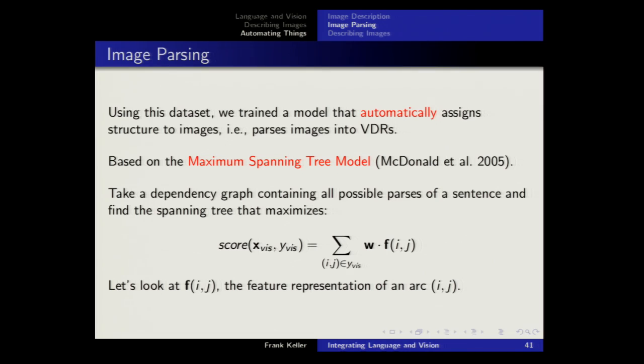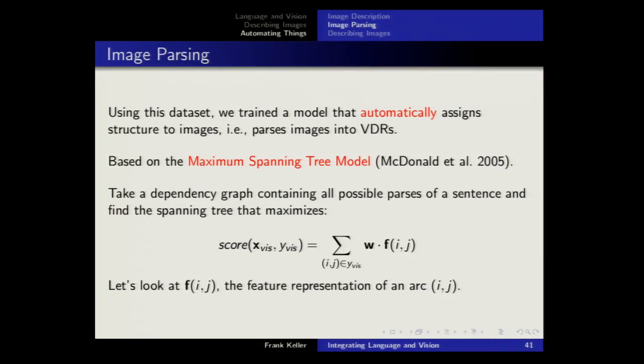The image description system itself is broken down into 2 component parts. One of them parses an image into visual dependency representations, into structures, VDRs, and another one uses those structures to generate the image descriptions. For the image parsing, we can use a model from the literature called the maximum spanning tree model that basically builds a complete graph of all the possible relations of all the items and then prunes this graph down to a tree with the highest score. And the score of that tree is computed here based on the set of relations and the set of objects as simply a weighted sum of the features. So we have a weight vector here and a feature vector, and we're trying to maximize that score. So we're trying to get the best structure for a given image.